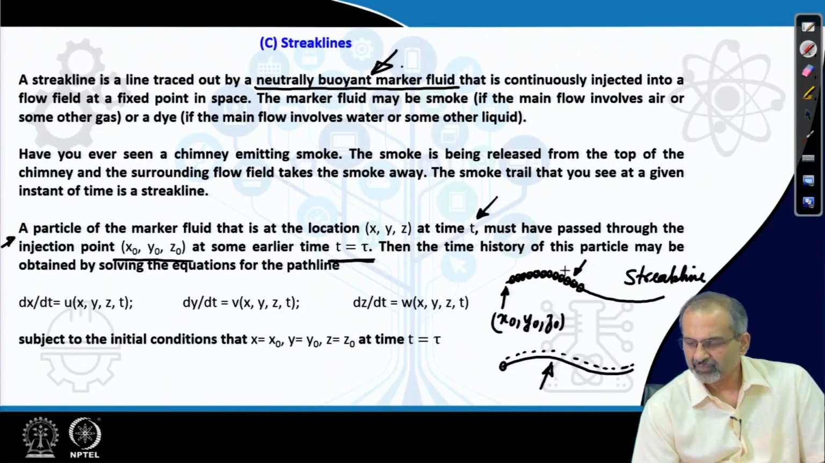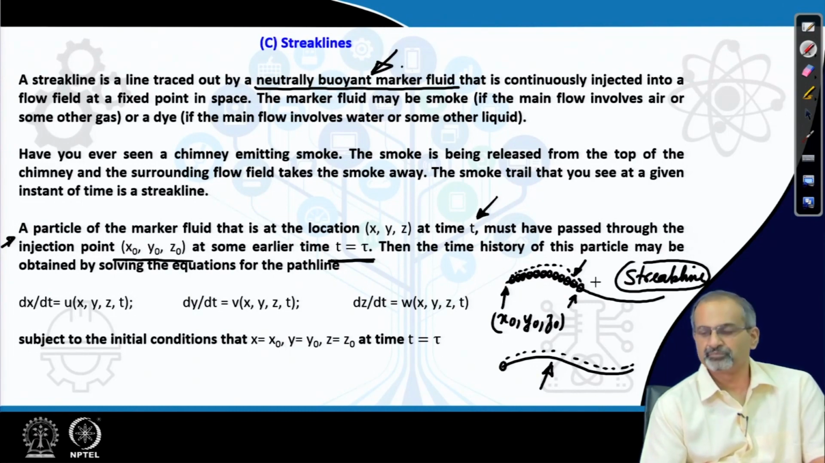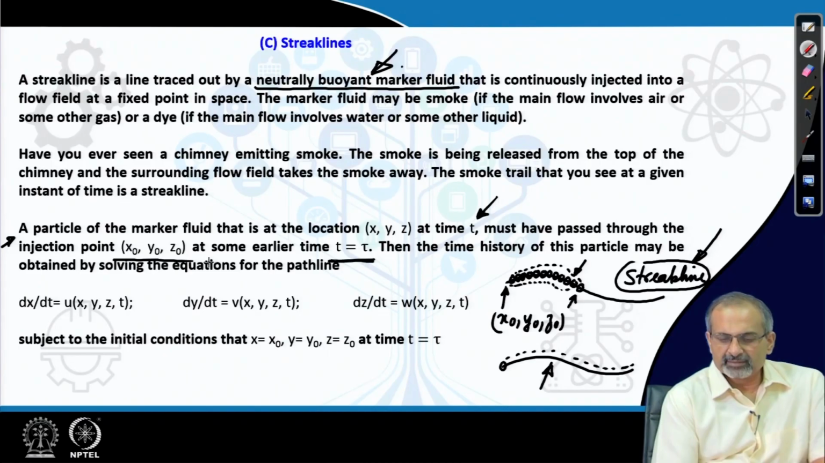Now, remember, if you take a specific particle, let us say this particle here, it may not have followed the same line as the streak line to reach that point. It may have had its own path line, which may be slightly different from the streak line, and reach that point. The neighboring particle also may have had a slightly different path line, but when you look at the collection of particles, they form this line, which is called the streak line.